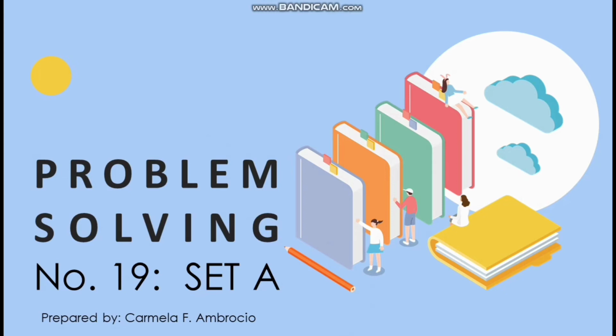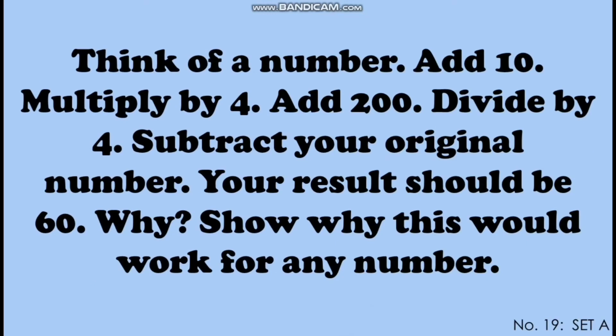sa set A. So yung tanong doon is, think of a number. Add 10, multiply by 4, add 200, divide by 4, subtract your original number. Your result should be 60. Why? Show why this would work for any number.